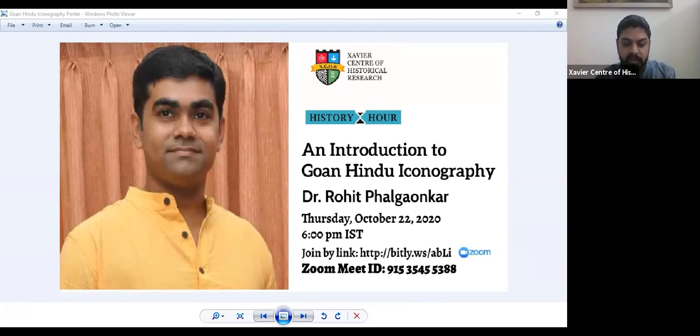Dr. Rohit is also known to have revived interest in cultural dances like the Dhallo and in the Kunbi traditional Sari. His upcoming book titled Goan Bronzes has been approved for publication by the Department of Art and Culture of Goa and is said to be one of the only works of its kind in Goa, which concentrates on Goa's brass and bronze sculptures. Dr. Rohit, once again, a warm welcome to this online history hour.